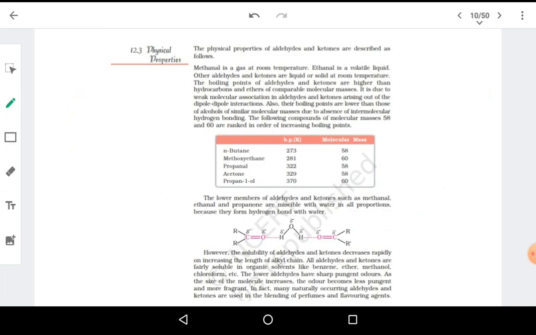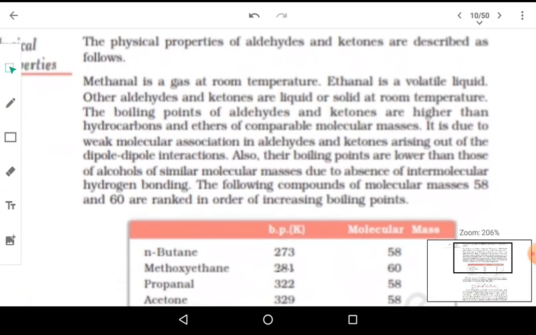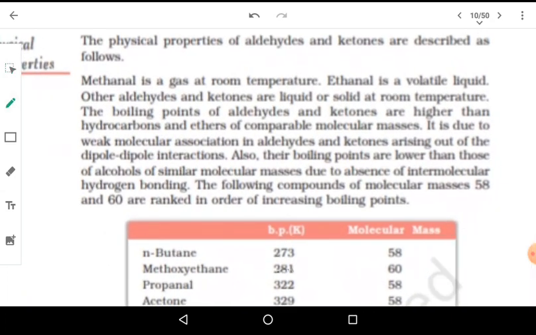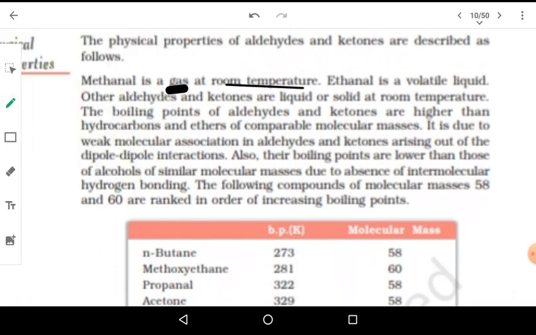Let us now talk about the physical properties of aldehydes and ketones. Now here the first point is regarding the state. Methanal is a gas at room temperature. I'll just zoom this page. I hope this is clear for you now. Methanal is a gas at room temperature. Ethanal is a volatile liquid. Other aldehydes and ketones are liquid or solid at room temperature.